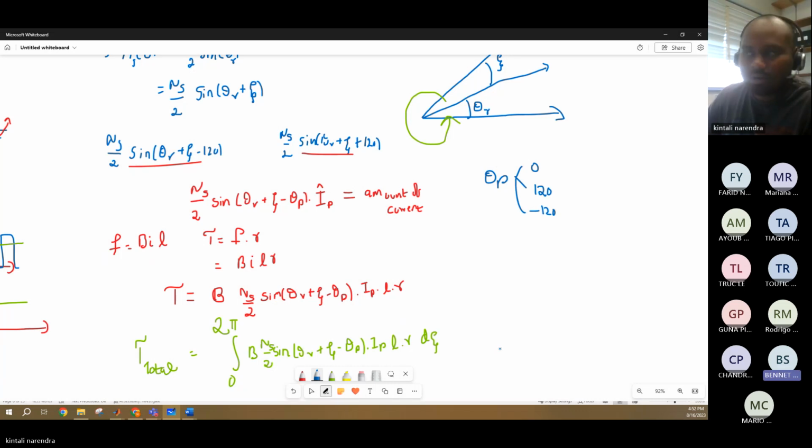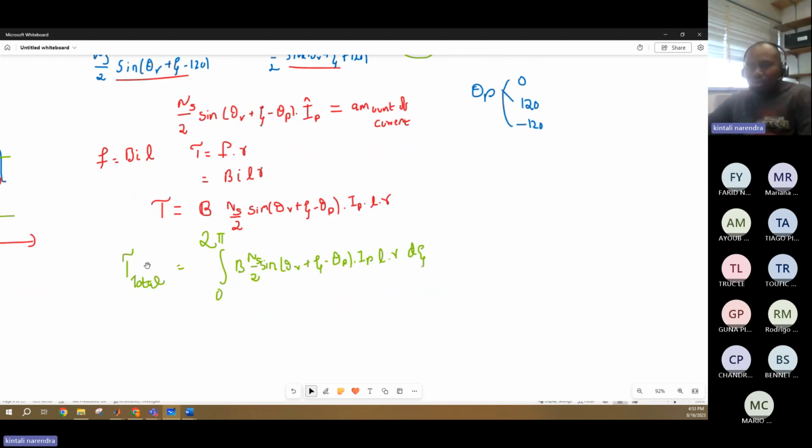Why do you consider negative theta p instead of positive theta p? That's what my question was. It's okay, because you can take positive theta p also for the mathematical calculations. I thought it is simpler. I was trying to find out why it is negative theta p, any reason? When I'm considering one particular phase, I'll consider minus 120, then I'll get this right plus 120.